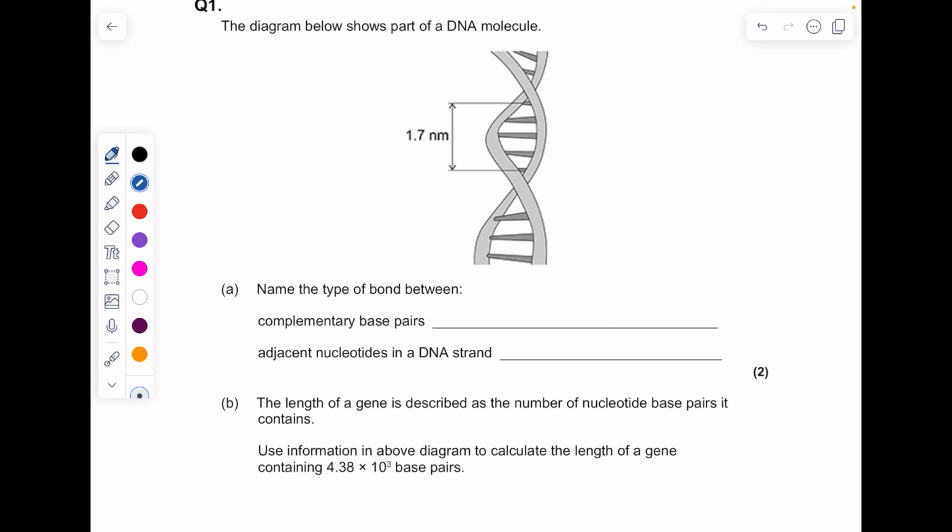The diagram below shows part of a DNA molecule. Name the type of bond between complementary base pairs. That's hydrogen bonds. Adjacent nucleotides, that's going to be phosphodiester bonds.